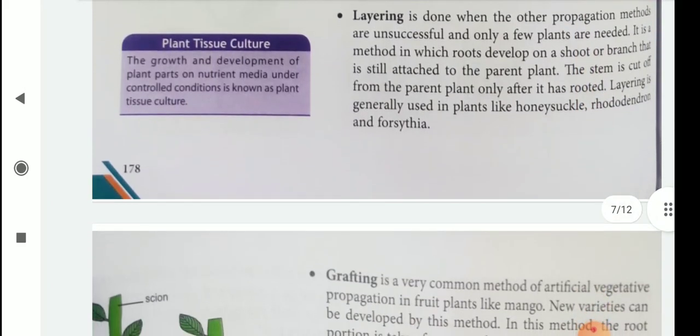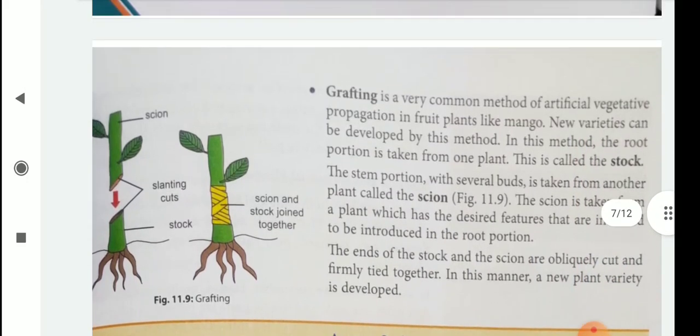Then layering. Layering is done when the other propagation methods are unsuccessful and only a few plants are needed. It is a method in which roots develop on a shoot or branch that is still attached to the parent plant. The stem is cut off from the parent plant only after it has rooted. Layering is generally used in plants like rhododendron and forsythia.